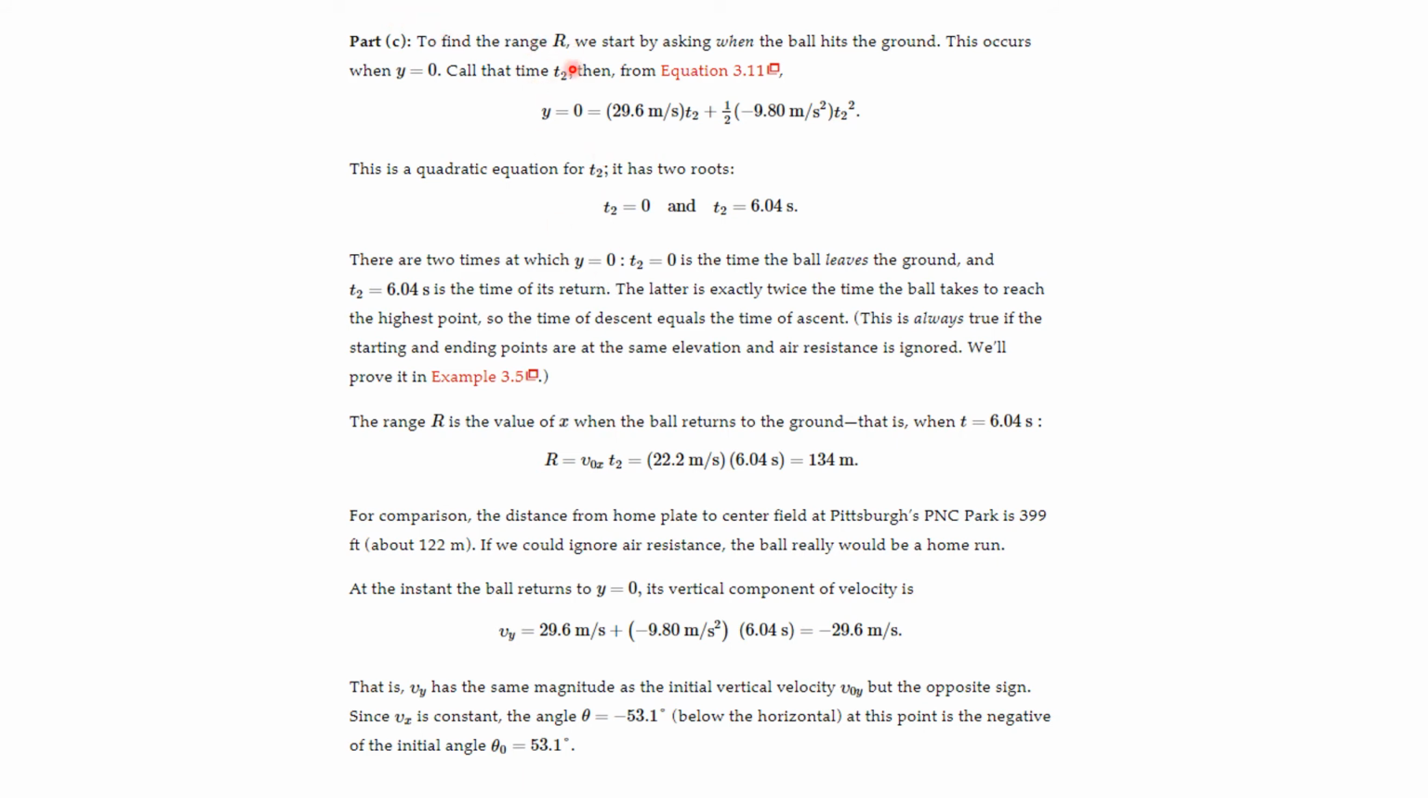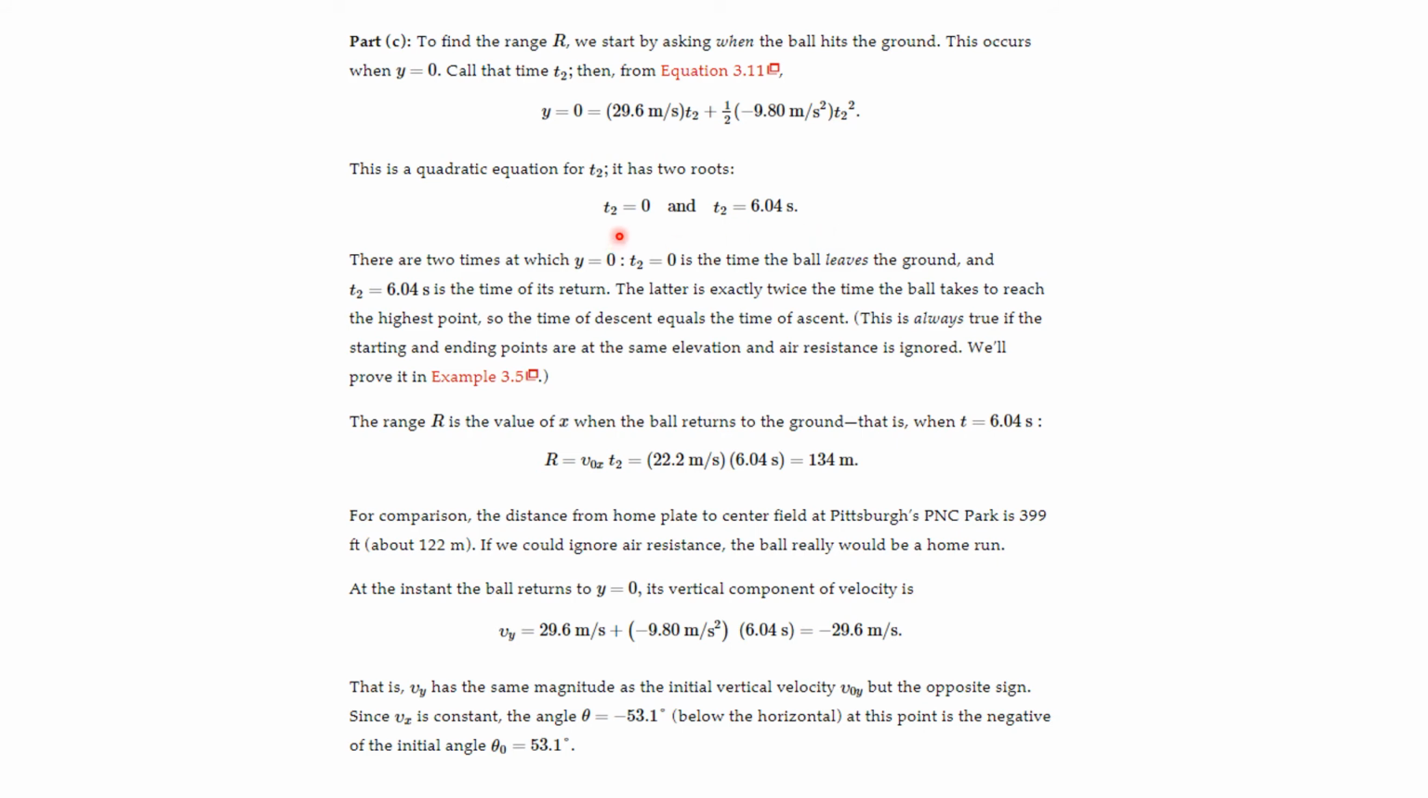So that means, to find the range, we have to ask, when does the ball hit the ground? And that's when y is equal to 0. So we'll take this, y is equal to, the ball started at, we set that equal to 0, and it's going to be 29.6 meters per second times t2, that's what we're calling this time, plus 1/2 times minus 9.8 times t2 whole squared. Now that's a quadratic equation in t, but you know how to solve these using the quadratic formula, or factoring.